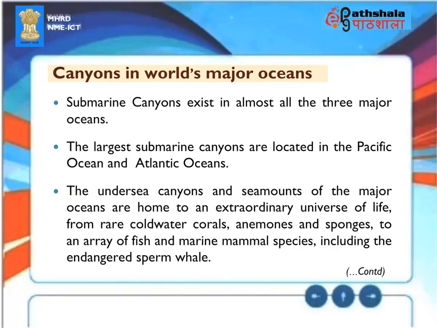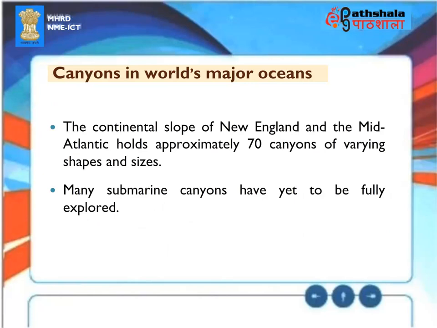Canyons in the world's major oceans. Submarine canyons exist in almost all the three major oceans. The largest submarine canyons are located in the Pacific and Atlantic Oceans. The undersea canyons and seamounts of the major oceans are home to an extraordinary universe of life, from rare cold water corals, anemones and sponges, to an array of fish and marine mammal species, including the endangered sperm whale. The continental slope of New England and the Mid-Atlantic holds approximately 70 canyons of varying shapes and sizes. Many submarine canyons have yet to be fully explored.